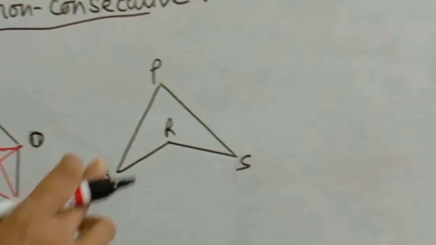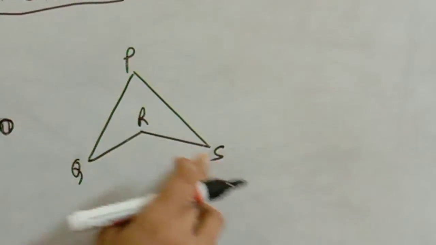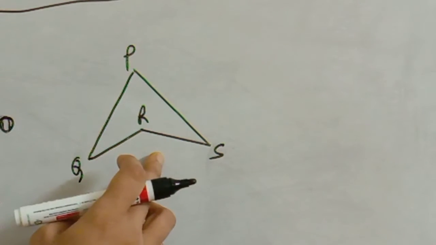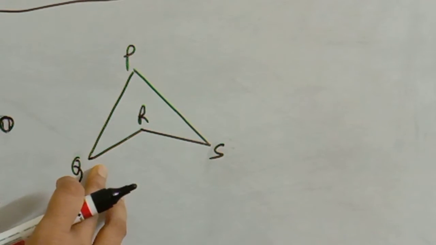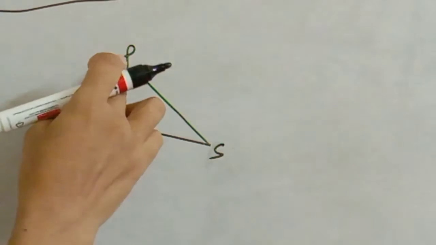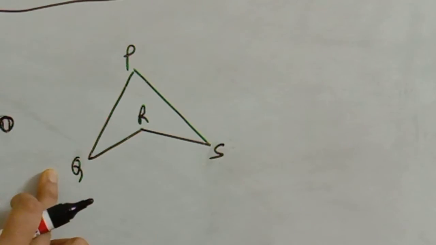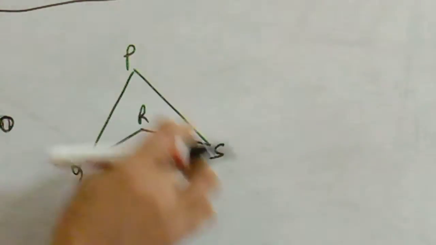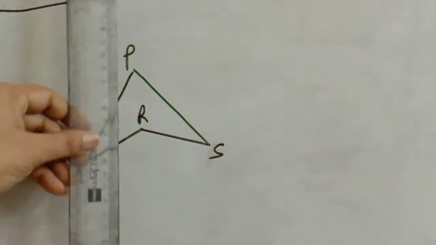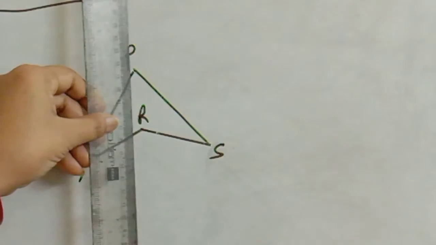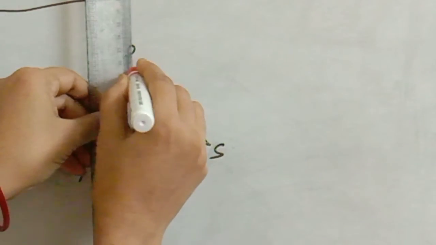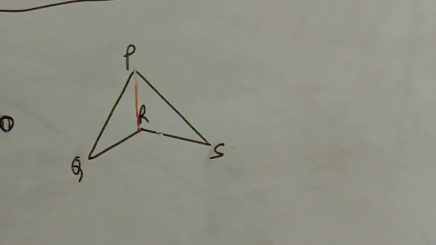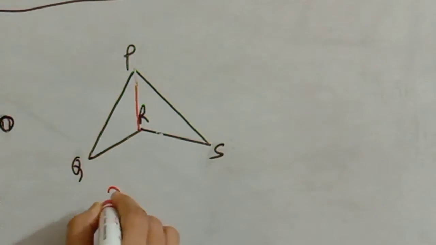Now see, in this polygon PQRS, it is also a polygon made up of line segments. How many diagonals can you draw? From P, the consecutive vertices are Q and S, so these two will not be drawn. Now this one we can draw. One diagonal is PR.